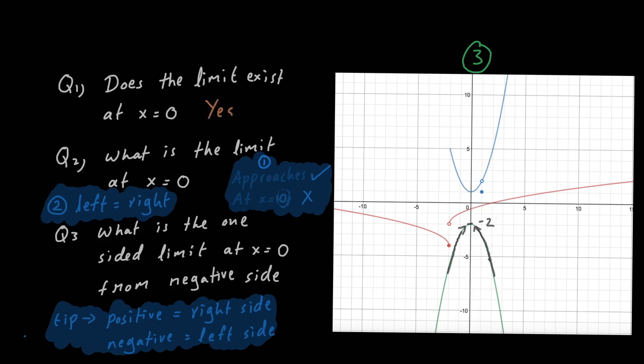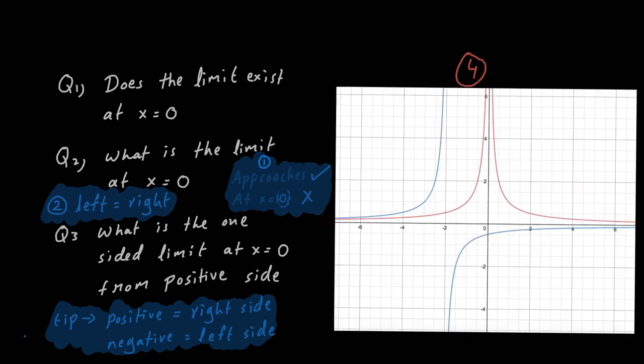Yes. What is the limit at x is equal to 2? Minus 2. What is the one-sided limit at x is equal to 2 from the negative side? We can see that it is negative 2. So negative 2 is your answer.